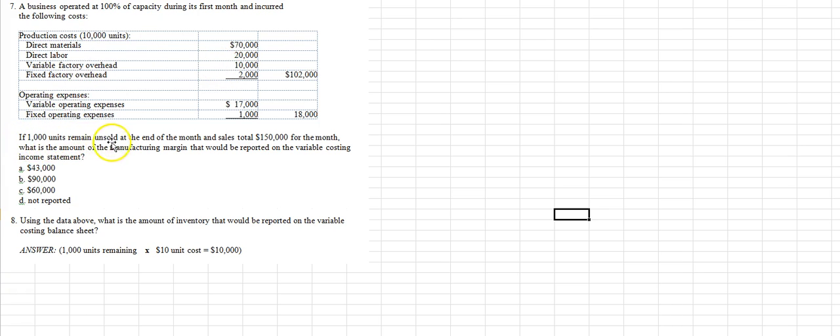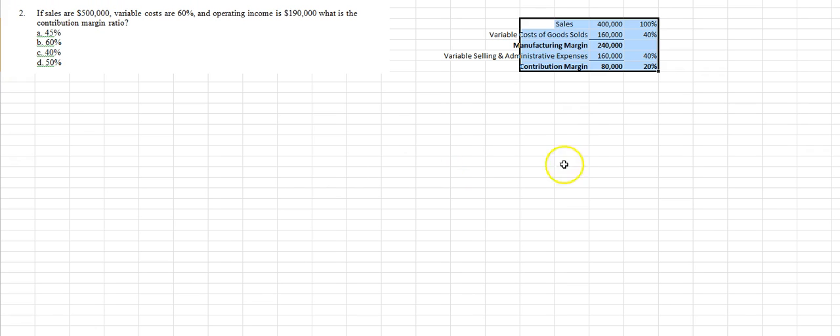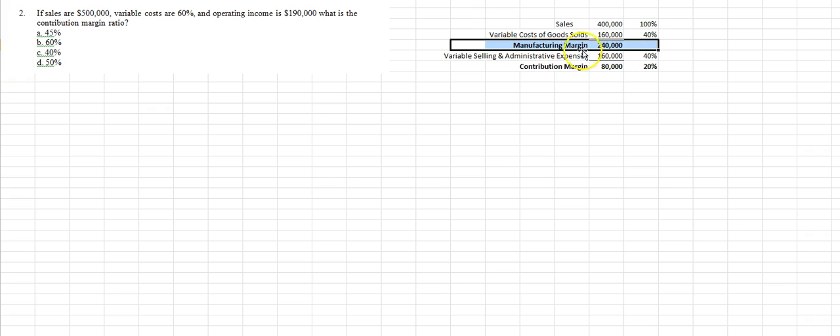If 1,000 units remain unsold at the end of the month and sales total 150,000 for the month, okay, so they're giving you the sales. What is the amount of the manufacturing margin that would be reported in the variable costing income statement? Okay, so we know that manufacturing margin, they're asking you for this here, not contribution margin, don't get it confused.